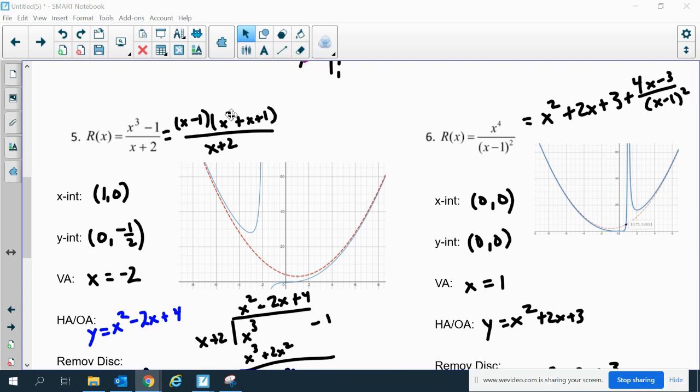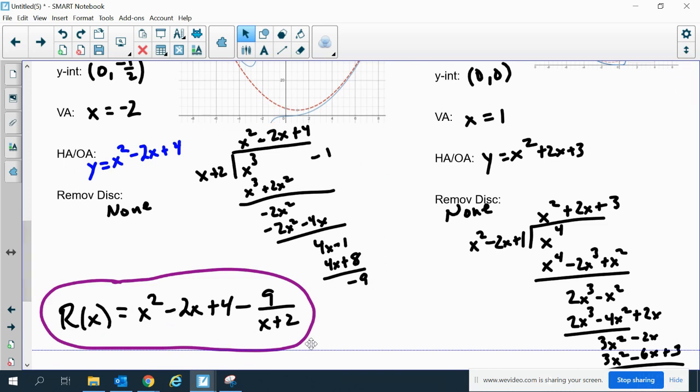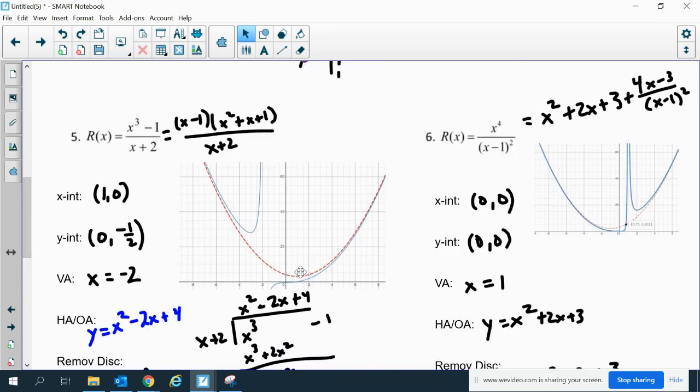The y-intercept is when you plug in 0 for x. The vertical asymptote is when the bottom is 0. The horizontal, well, it's not a horizontal, the oblique asymptote is as shown. It's at x squared minus 2x plus 4. After you do the long division, there's no hole. So if you look at this function, when I graph it, it looks a whole lot like the parabola x squared minus 2x plus 4.